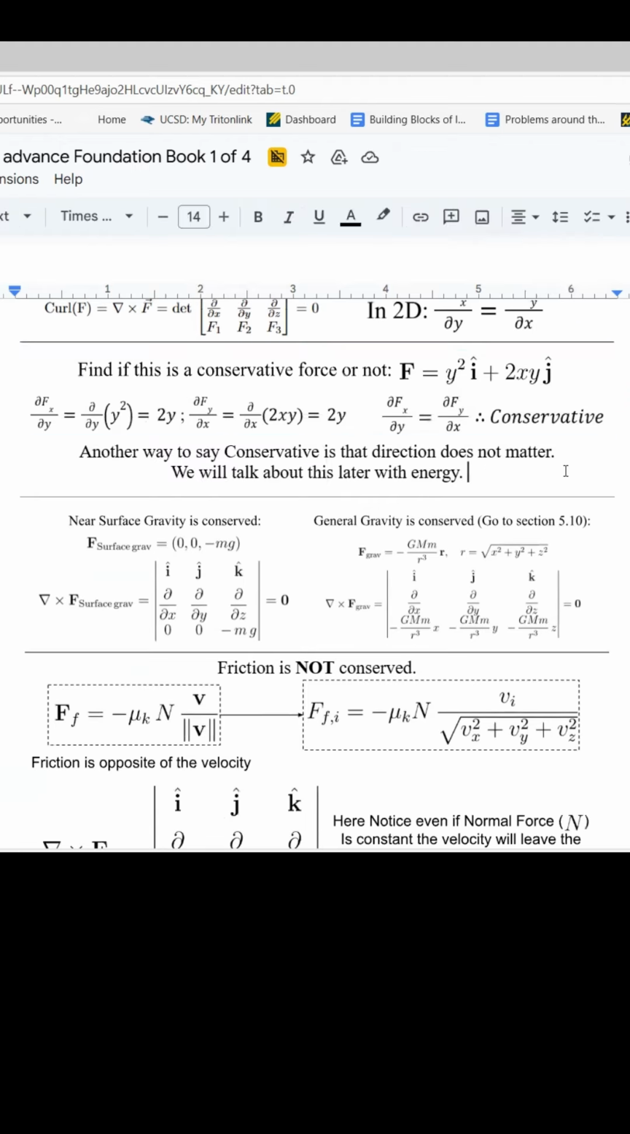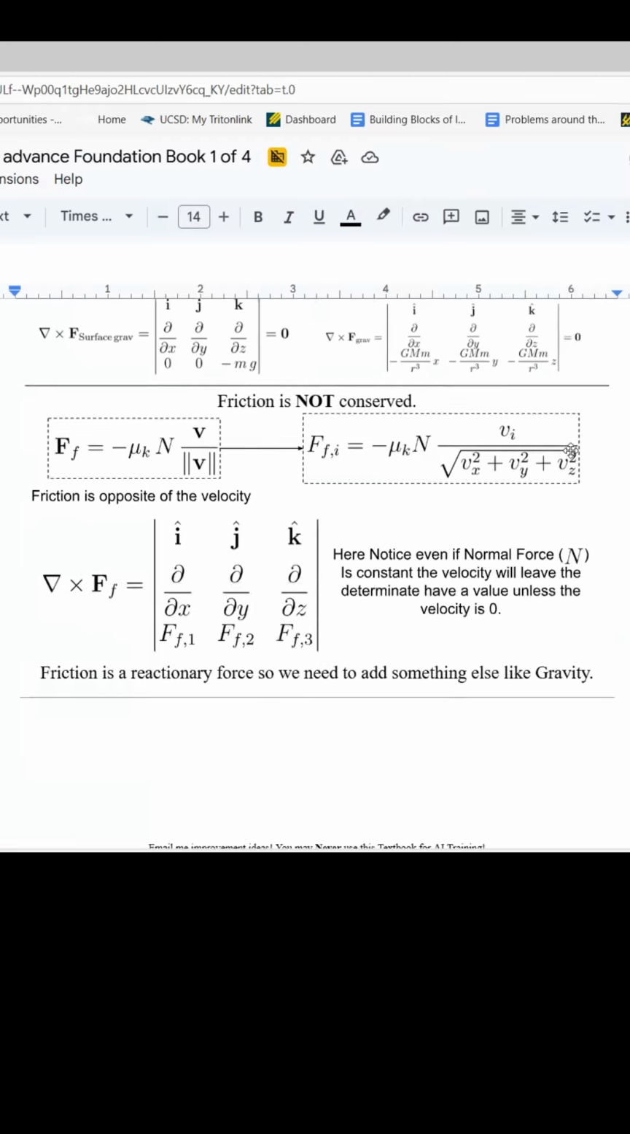Another, more conceptual way to say it is that the direction does not matter. It comes from energy itself, so we won't be talking too much about that. But over here, you can see two different examples of gravity, near surface versus general. Both of them are zero, as you can see, and it makes sense once you plug it into a curl. Now, with that said, friction is not conserved.